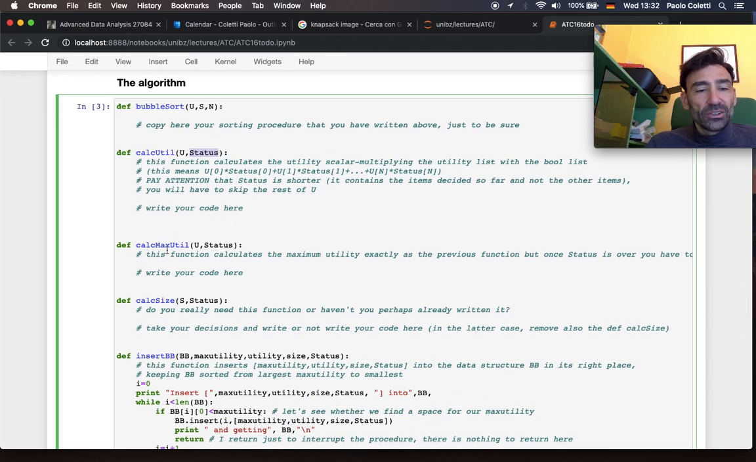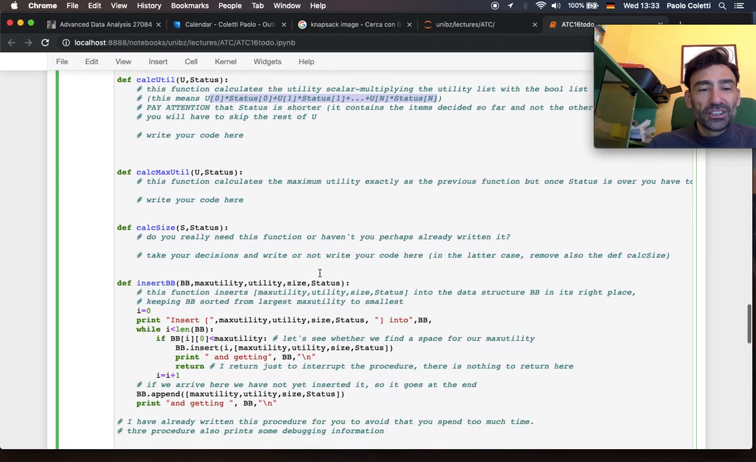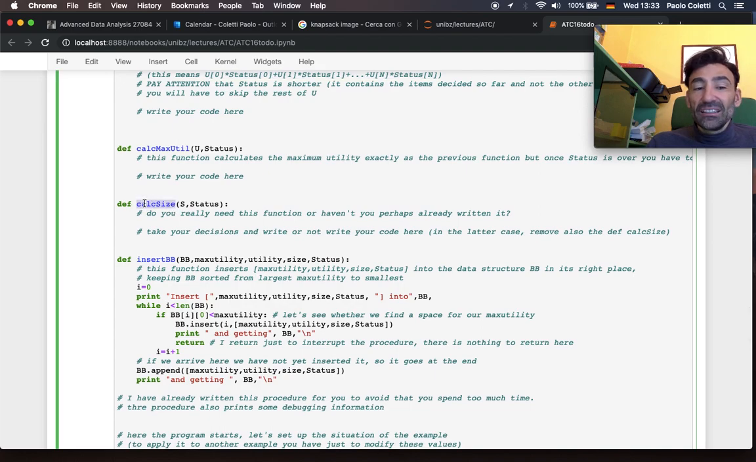Max util is similar but different. It calculates the maximum potential utility, so it starts as this one for the things that you have already decided, and then you have to add the potential utility of the things that you haven't decided. I don't want to give you too many hints, because otherwise I will offend your intelligence. Calculate size. According to my opinion, you don't need this procedure, but I'm sure that you will feel safer if you write it.